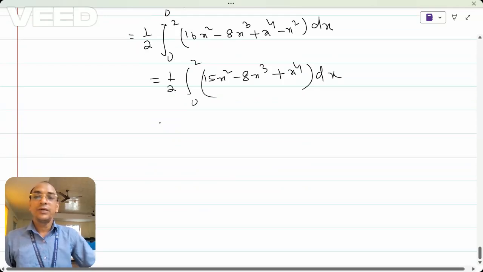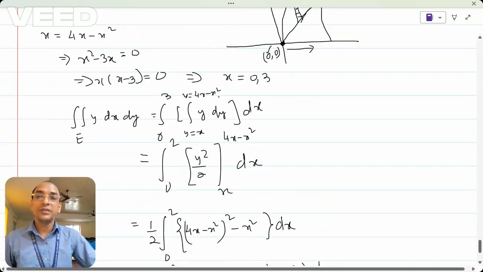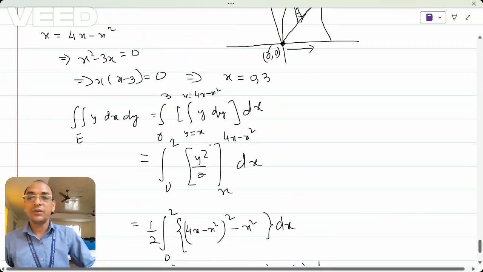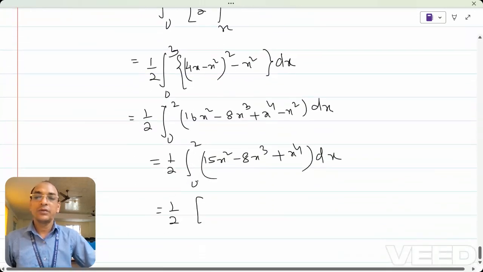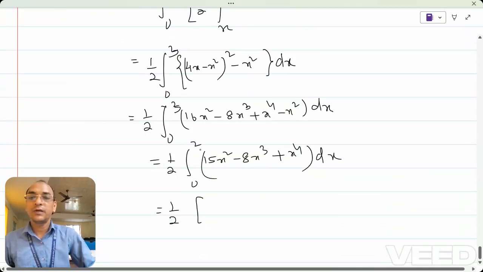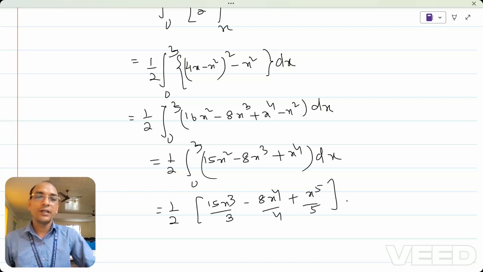You integrate it one by one. 1 by 2 is constant, and so I will put here the integration of x. Sorry, this is 3, not 2. X is from 0 to 3. So now this one will be 15x cube by 3 minus 8x4 by 4 plus x to the power 5 by 5, and the limits are 0 to 3.